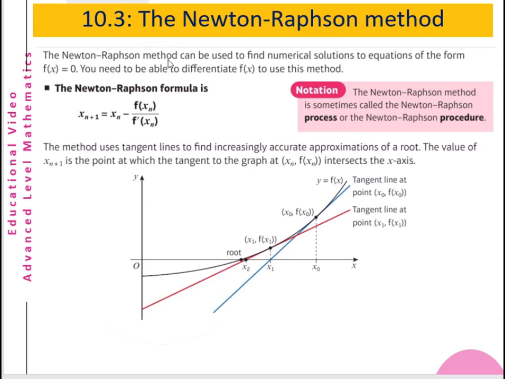The definition is: The Newton-Raphson method can be used to find the numerical solution to an equation of the form f(x) equal to zero. You need to be able to differentiate f(x) to use this method.